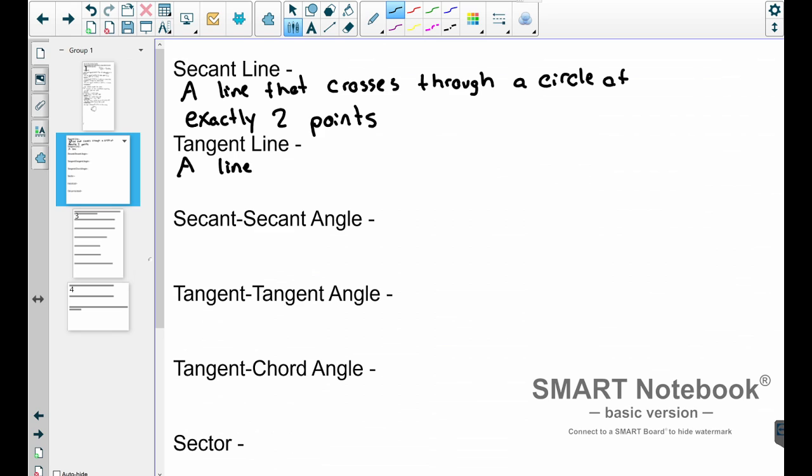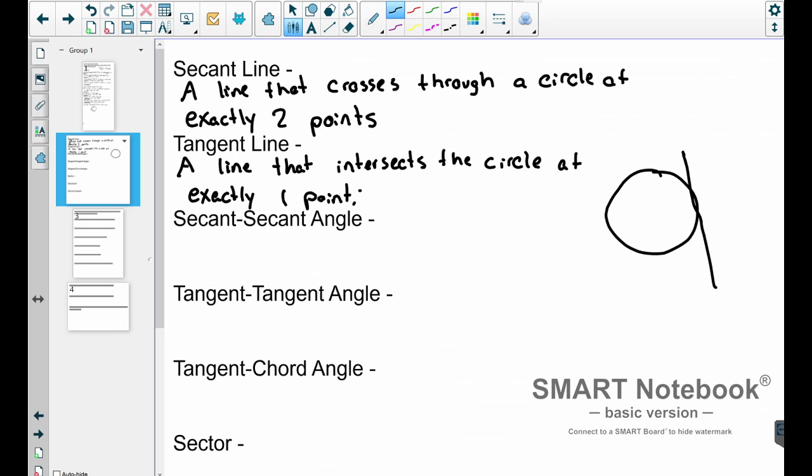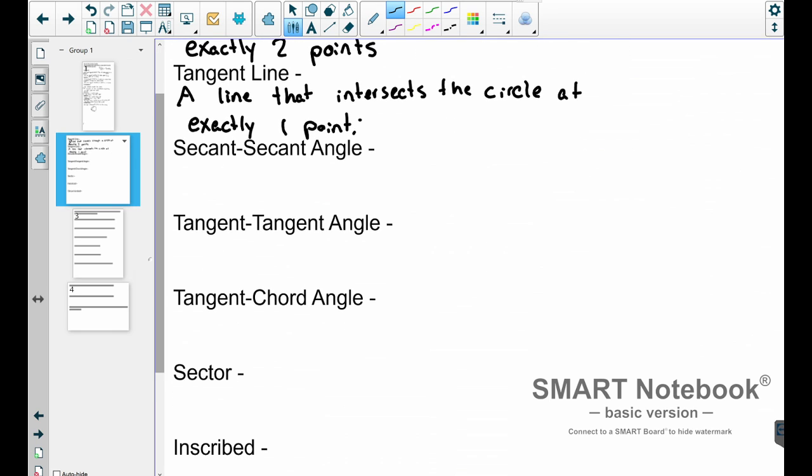So a tangent line is a line that intersects the circle at exactly 1 point. So something like this. Pretend that's perfect. Something like that. And you'll always be able to identify those because they're kind of on the outside of the circle. It's almost like they don't really intersect. They just teeny tiny touch there on the outside.